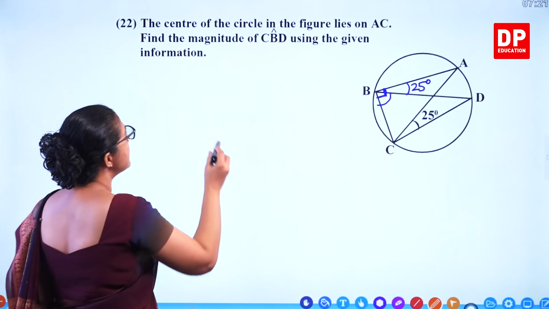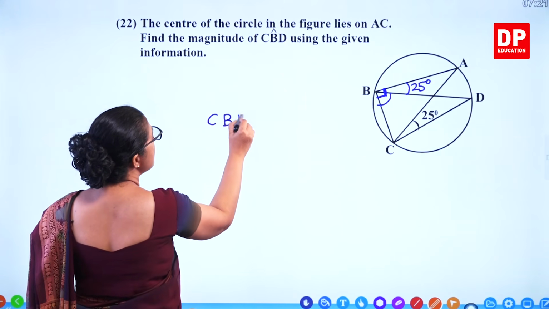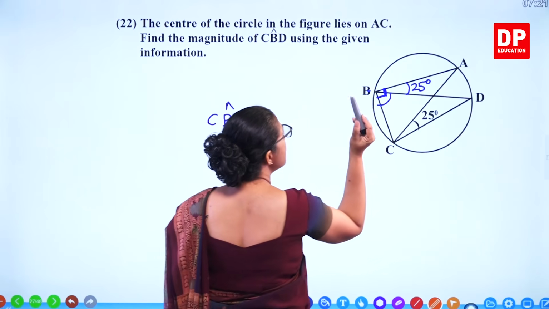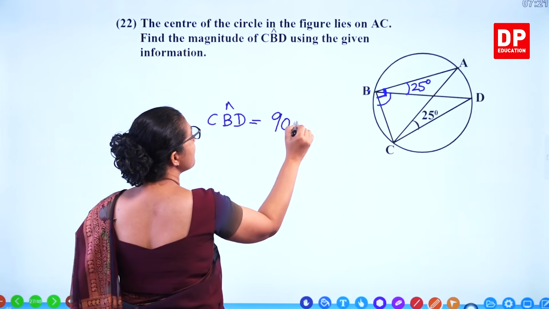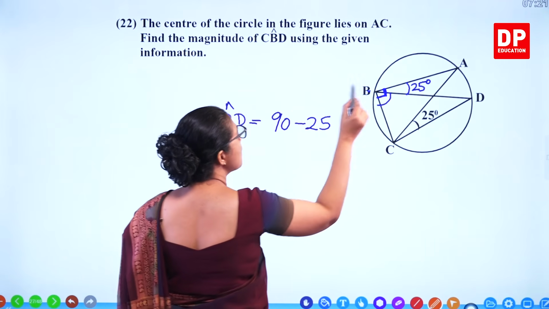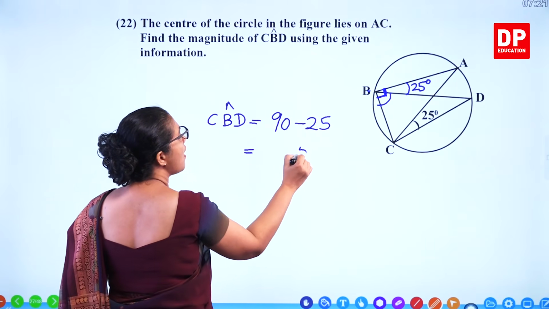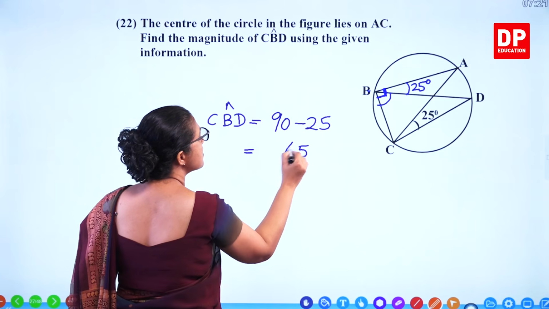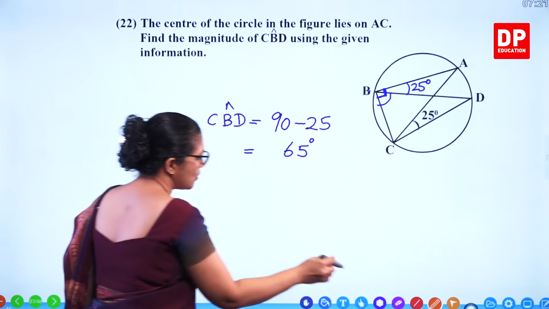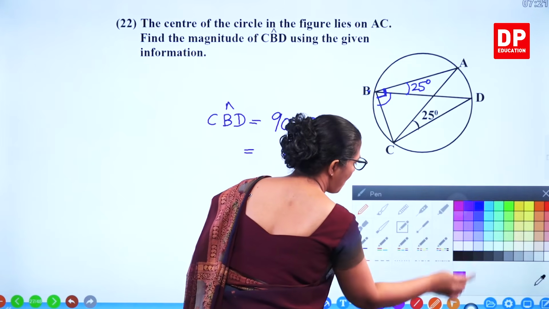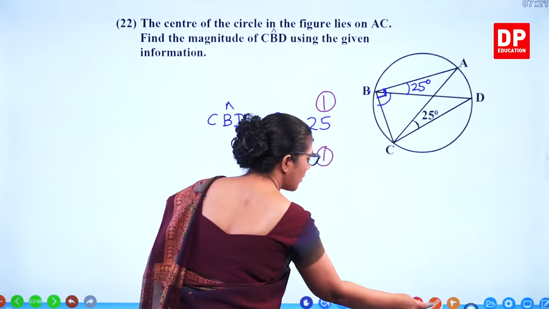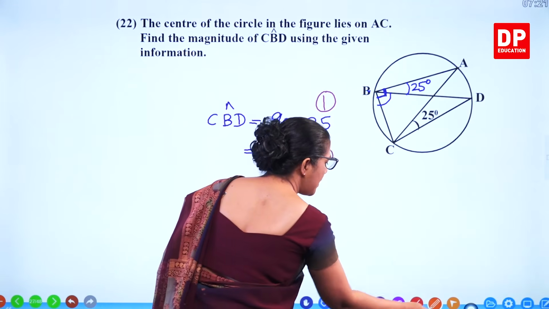Now we need CBD. CBD equals 90 minus 25. Because the whole thing is 90, this is 25. 90 minus 25, you get 65 degrees. So you get 2 marks for the method and the answer.